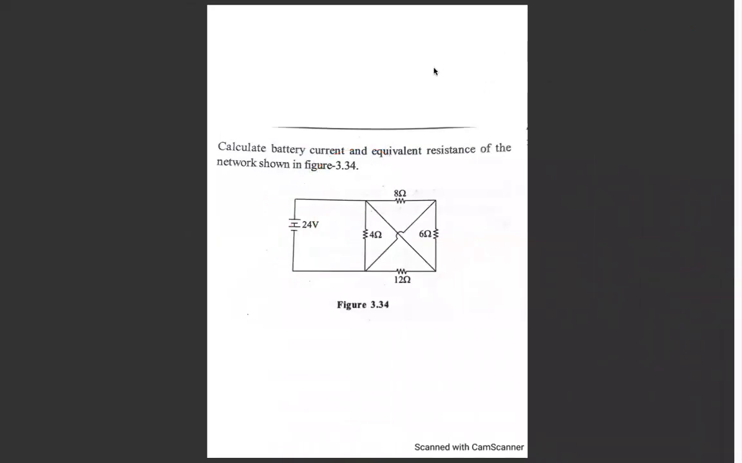Okay, let us do this question. Calculate the battery current and the equivalent resistance. So what is the battery current? If it is a single battery, it is easy for us to find out. The current supplied by the battery is the EMF of the battery divided by the total equivalent resistance of the circuit.